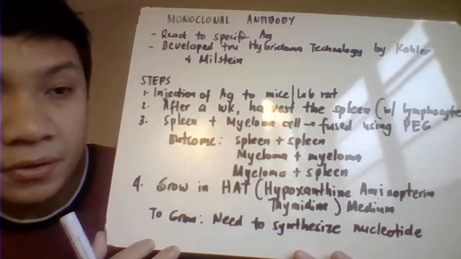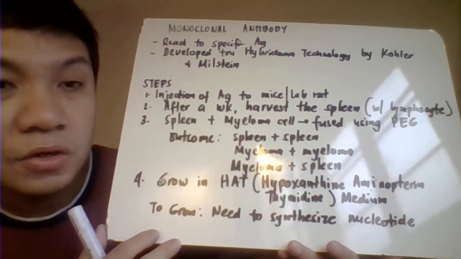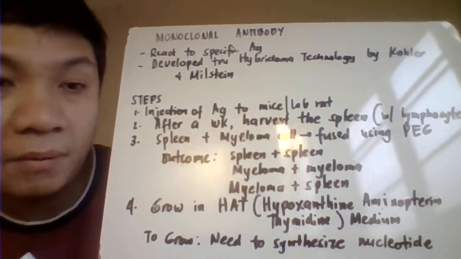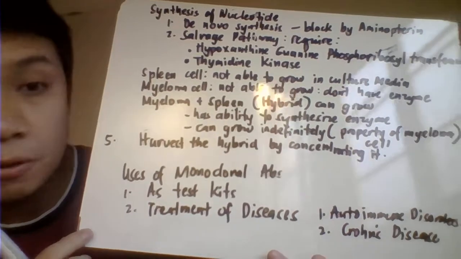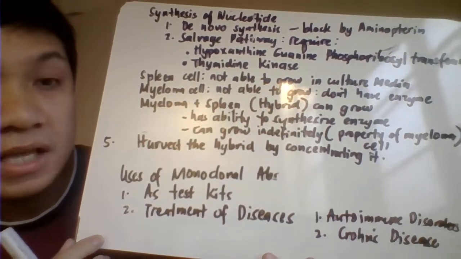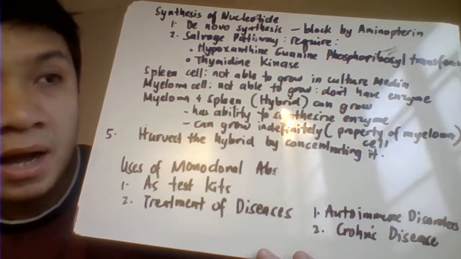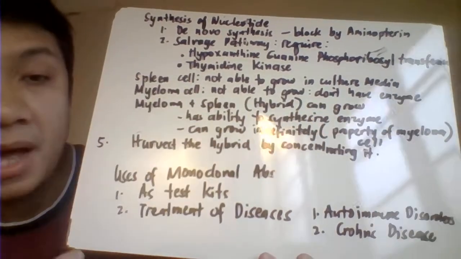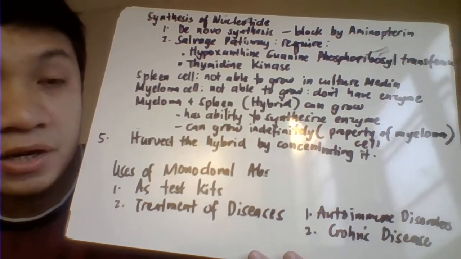In order for that to grow in a culture media, it needs to synthesize its new nucleotides. That's the requirement in order for it to grow in our HAT medium. When you are synthesizing nucleotides, there are two pathways. We have the de novo synthesis of your nucleotide. De novo means a new production of new nucleotide. When we speak about the salvage pathway, you are just recycling the byproducts of your nucleotide.